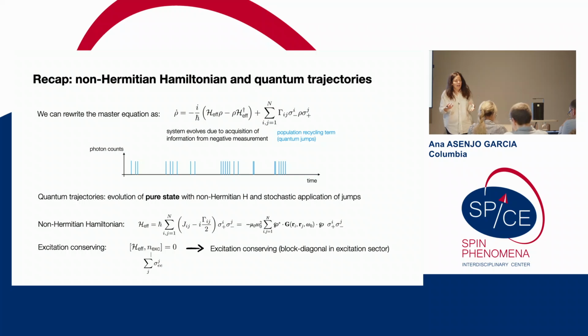And it means that now we can look at the non-Hermitian Hamiltonian by blocks of fixed excitation. And we can choose to diagonalize that and look at the eigenstates with a fixed excitation density. So this is what we're going to do.